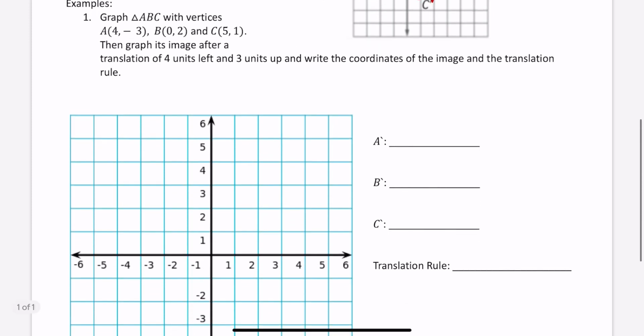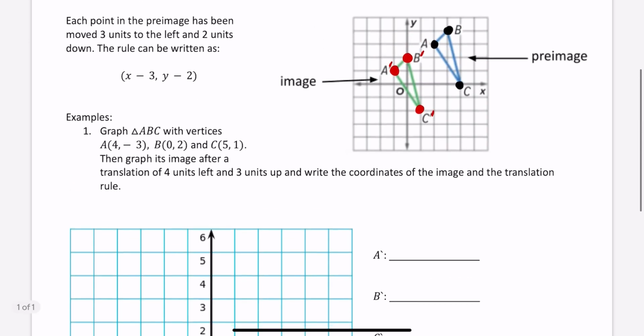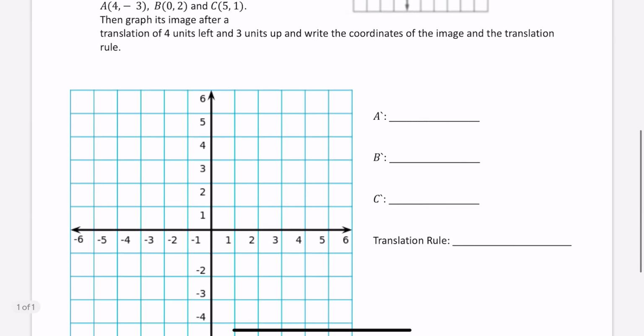So in this example, it says graph triangle ABC with vertices at A (4, -3), B (0, 2), and C (5, 1). Then graph its image after a translation of 4 units left and 3 units up and write the coordinates of the image and the translation rule. So let's go ahead and just graph the points first. I will follow the same color pattern here. So let's do the pre-image in blue.